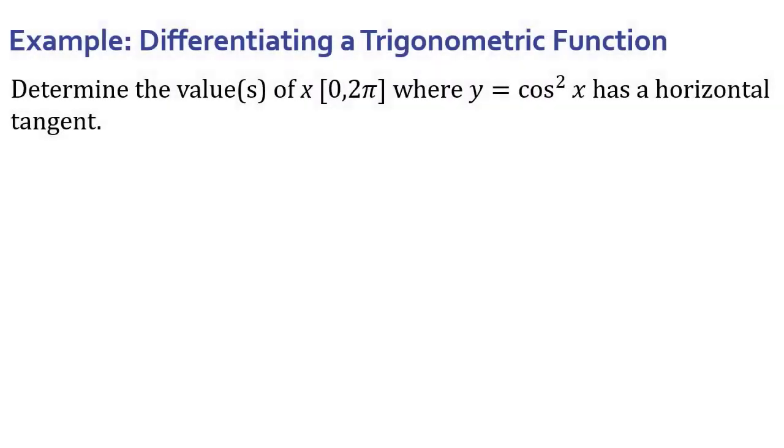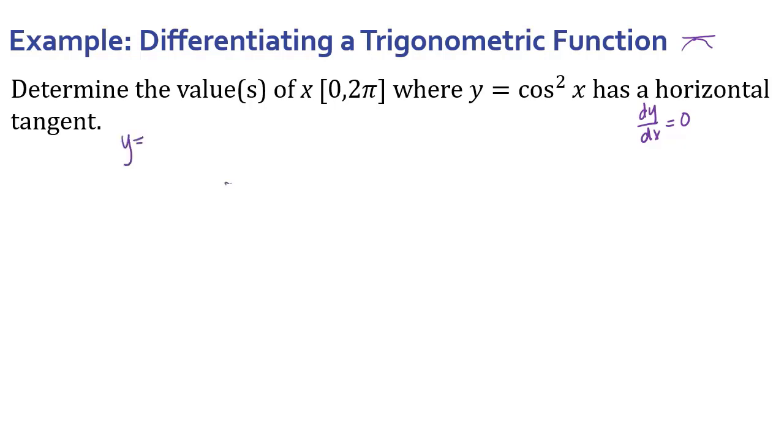Determine the values of x on the interval from 0 to 2 pi where y equals cosine squared of x has a horizontal tangent. Okay, so remember that a horizontal tangent means that the slope of the tangent line at that point is 0. So I'm trying to figure out where the derivative of this function equals 0. So let's first find the derivative function, and then I can set that equal to 0.